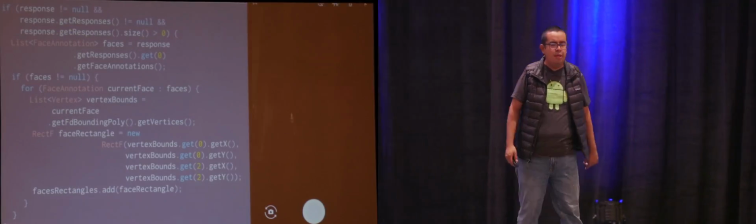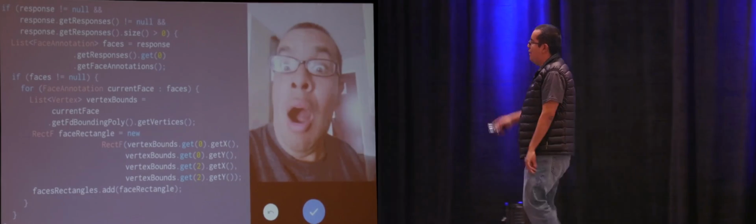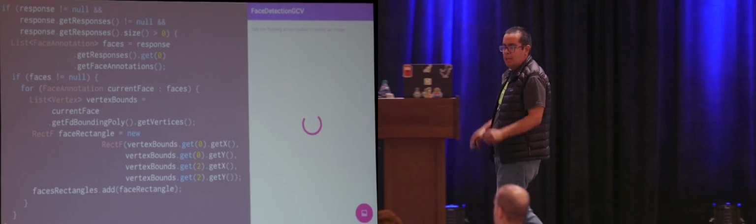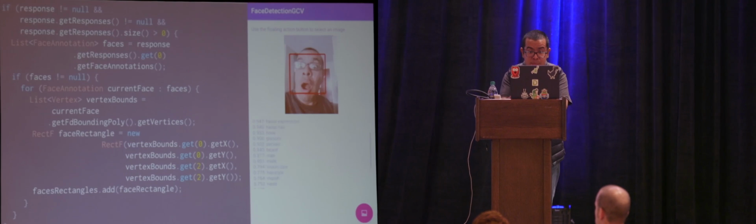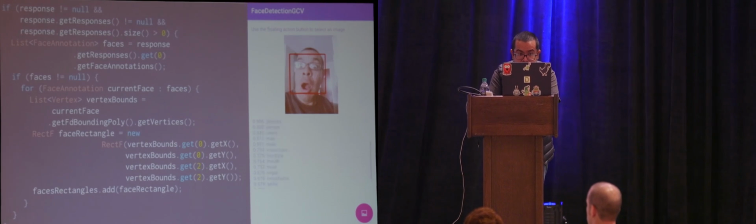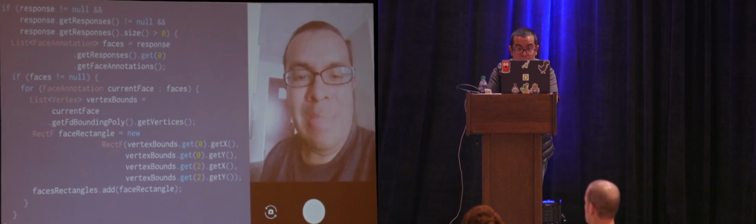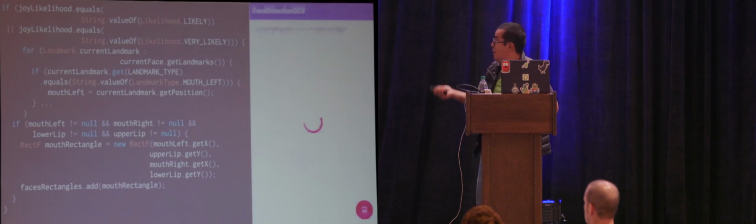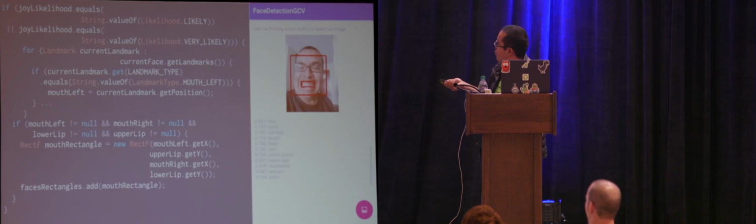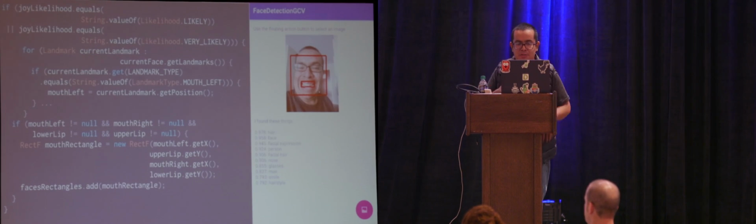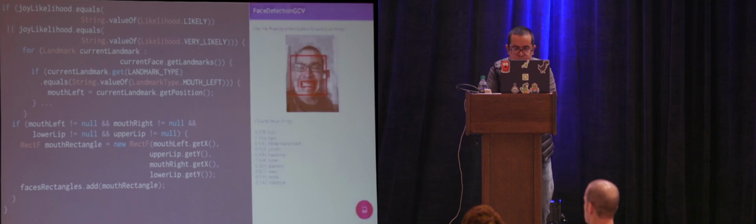In order to draw the rectangle around the face, I'll grab this position from the result, and something similar for the smile. In the case of the smile, I'm also conditioning on the likelihood of joy and grabbing the position of the lips and the mouth.